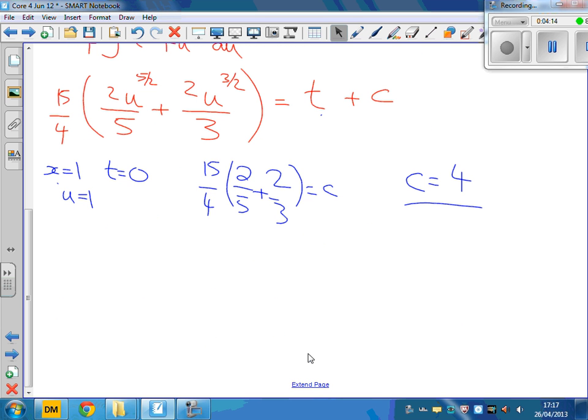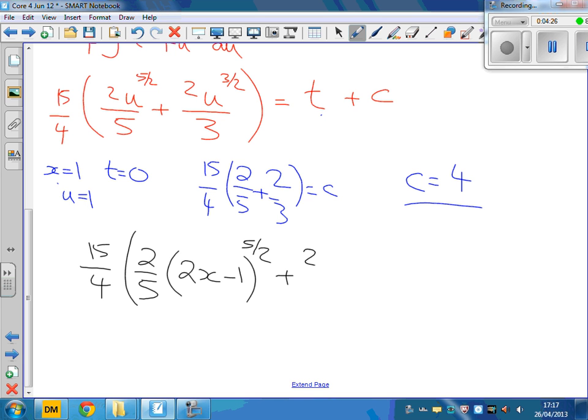Can I extend any further? Yes, I can. We've got an answer of 15 over 4 times by 2/5 of, what was u? U was 2x take away 1, all to the 5 over 2, plus 2 over 3, 2x take away 1, all to the 3 over 2, and then take away 4 equals t. You could tidy up again by multiplying out the brackets, these two fractions, if you wanted.